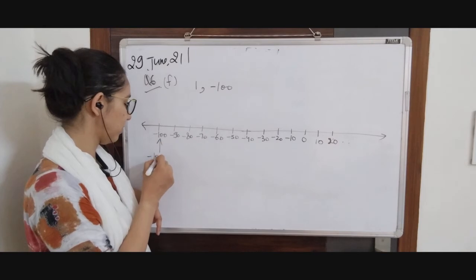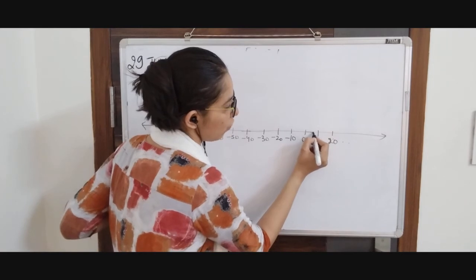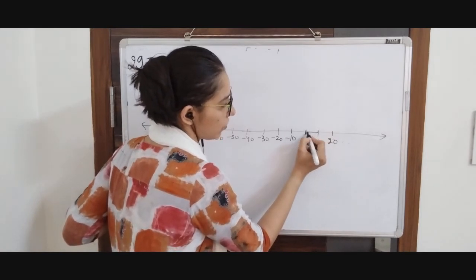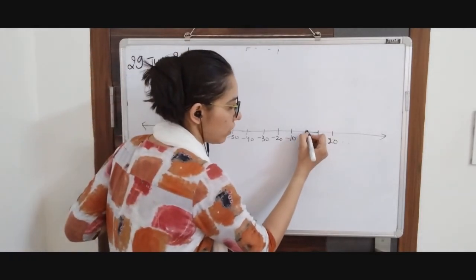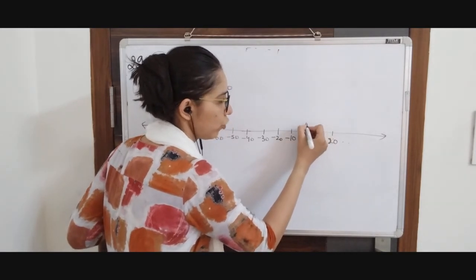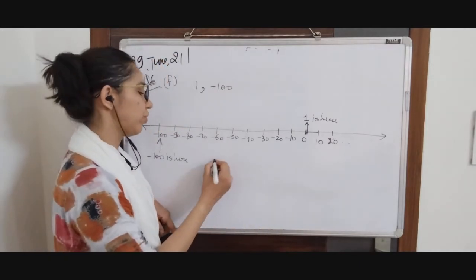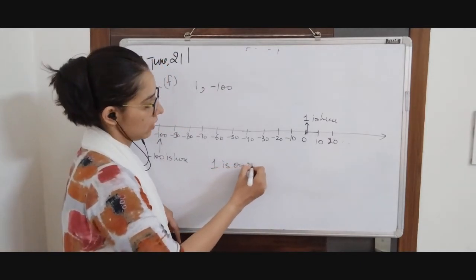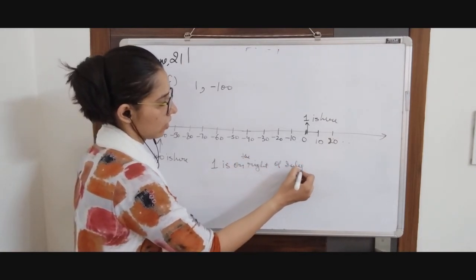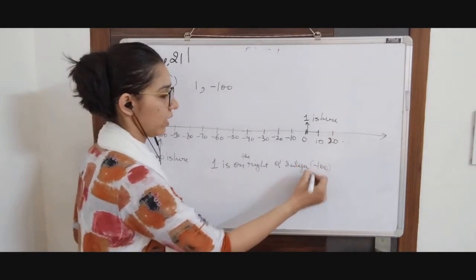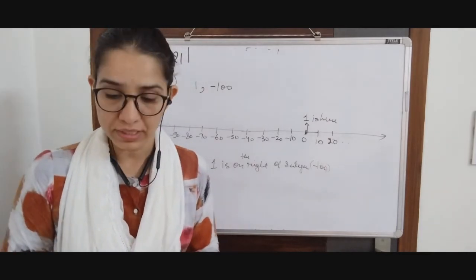Now your -100 is going to be here and your 1 is going to be where? In 1 unit there are going to be 10 divisions. Take 10 divisions. Each division will represent one number. So 1 division after 0 is going to be 1. 1 is going to be here. So which one is on the right hand side? 1 is on the right of integer -100. So this 1 is going to be greater than my integer -100.